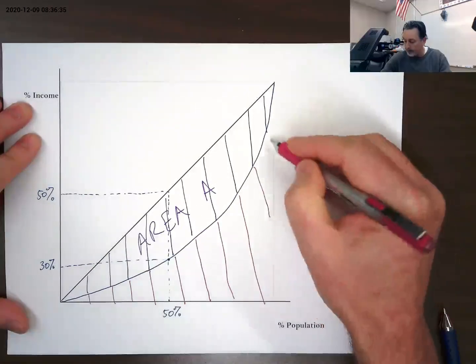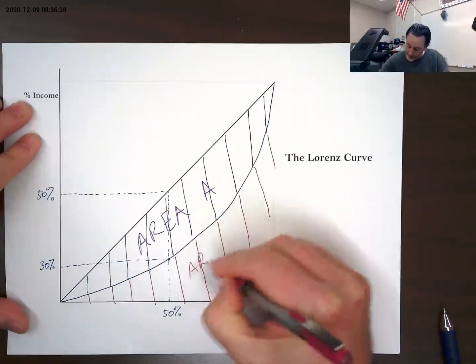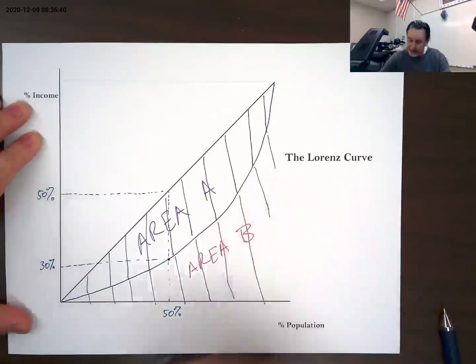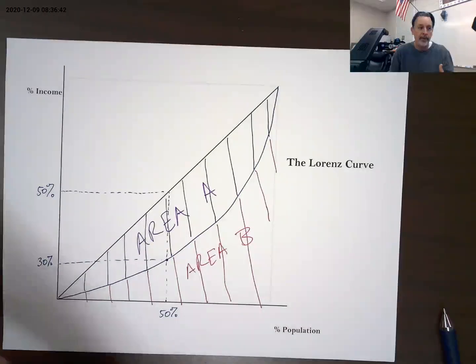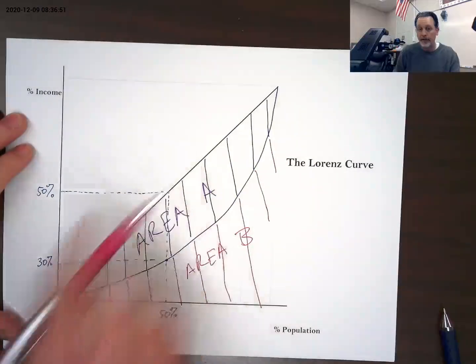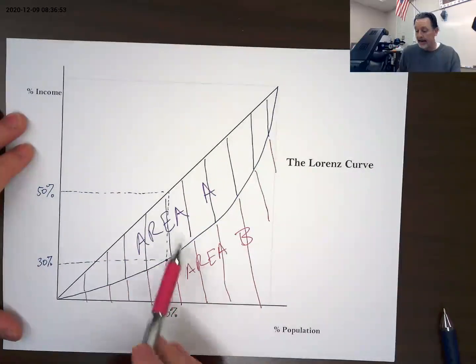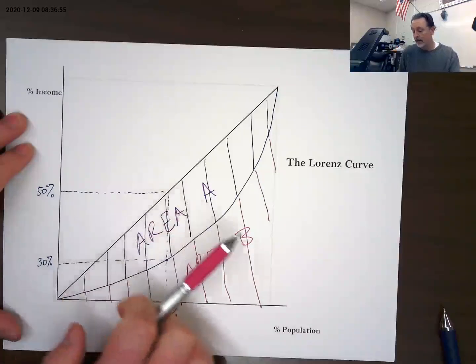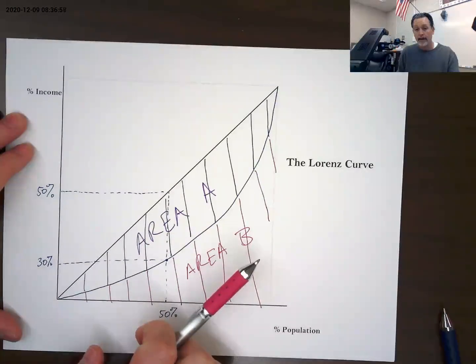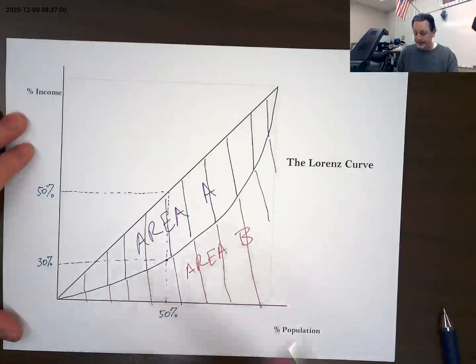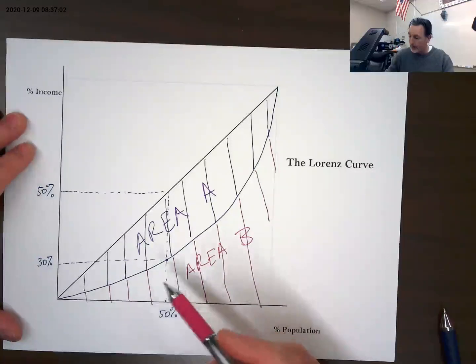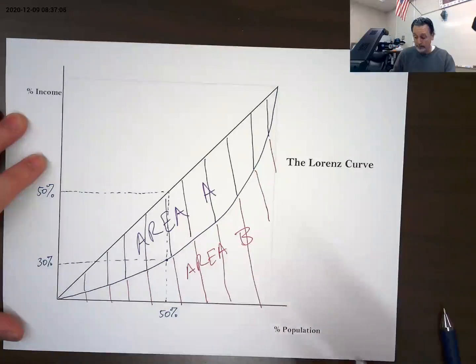we are going to refer to that as area B. And that allows us to do something of a comparison, right? We can compare the size of area A to the size of area B. The closer to the line we are, area A is going to shrink. The farther away from the line we are, area B is going to shrink. So, if we were to add another Lorenz curve here, well, we'll do that on the next one.